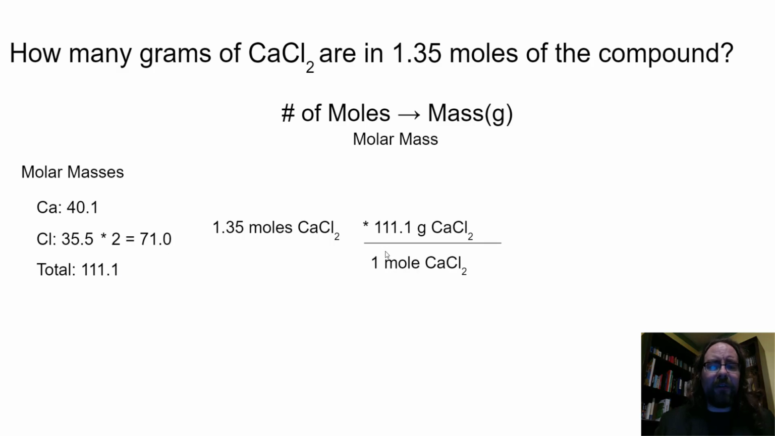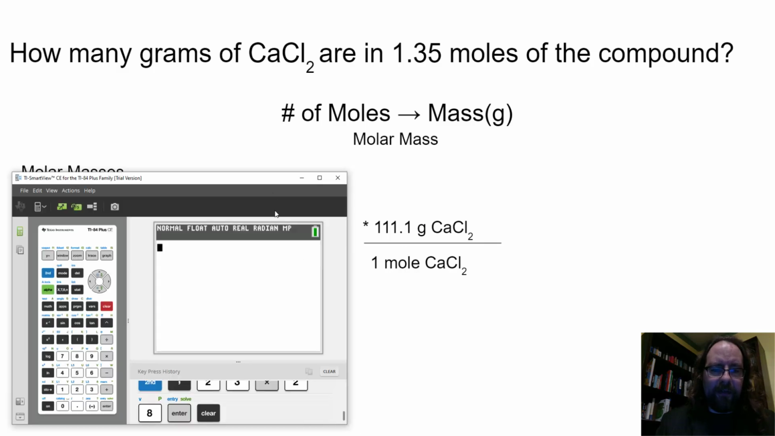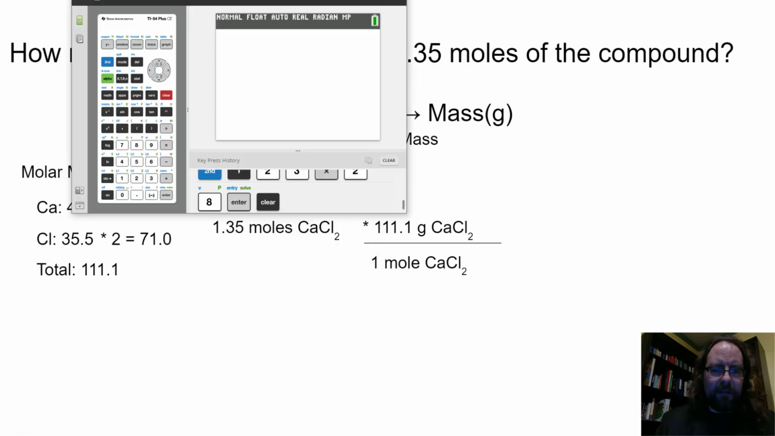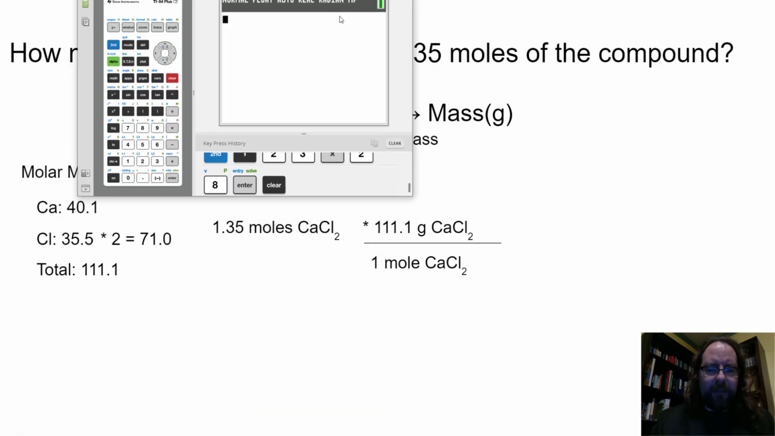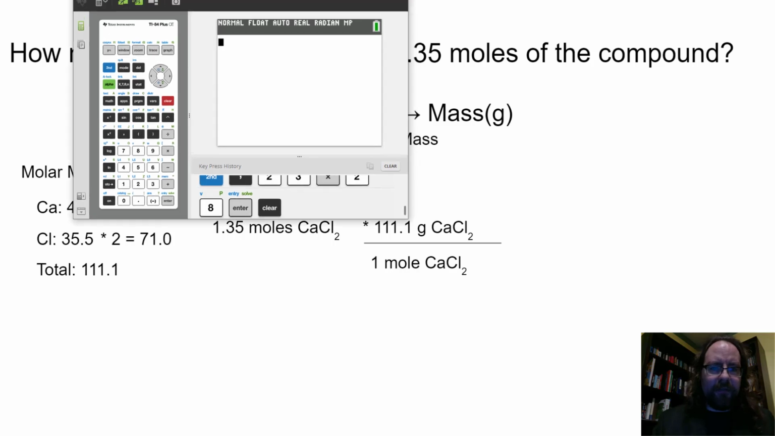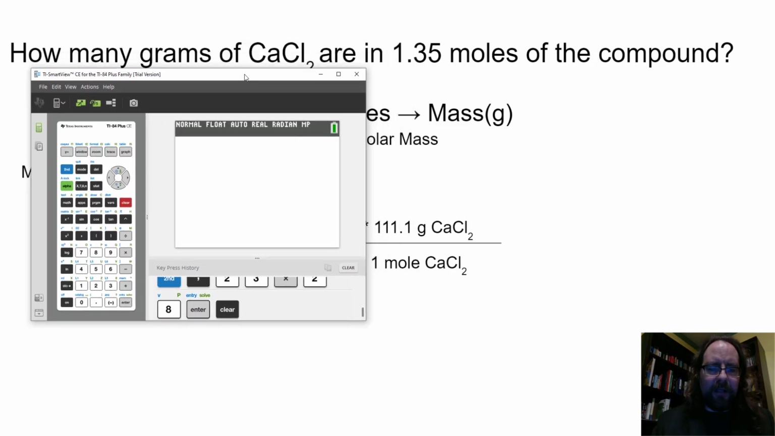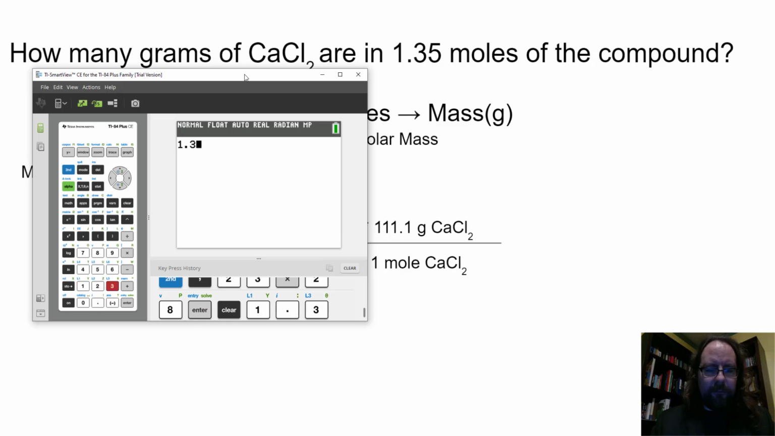And I need to do it in this order because I want my mole units to cancel, so numerator here, denominator here, and I'll only be left with grams. And as we saw before, if we're going from moles to grams, we end up multiplying by this number. So to actually do the computation, I'm going to get out a calculator here. And my calculation is 1.35 times 111.1.